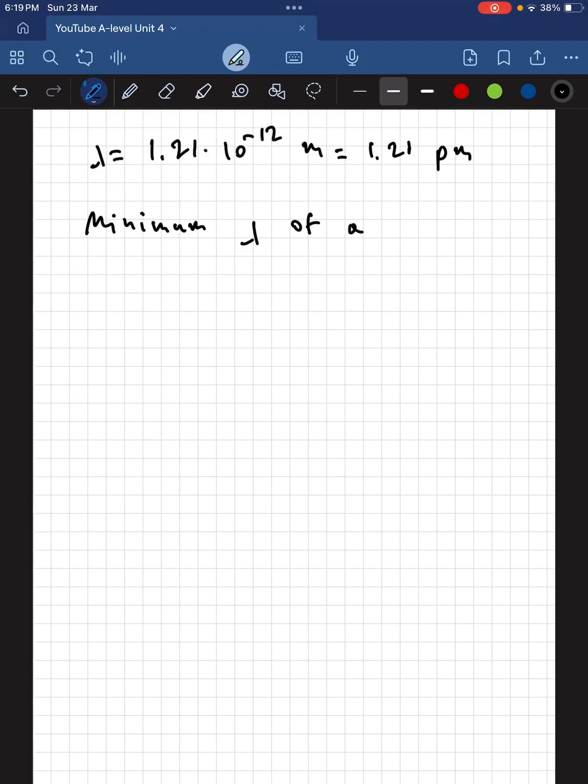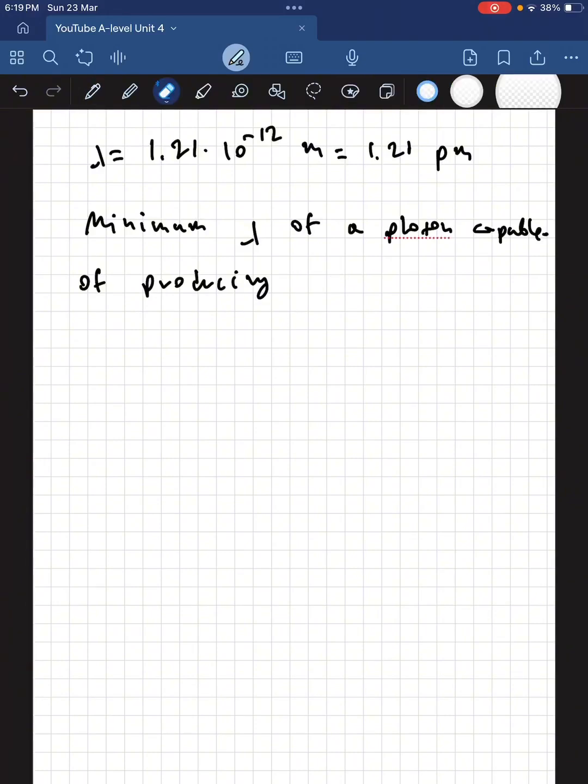So lambda equal to 1.21 picometers is the minimum wavelength of a photon capable of producing an electron positron pair, okay? And I will stop the video here, and in the next one I'm going to talk briefly about special relativity before moving on to other things.